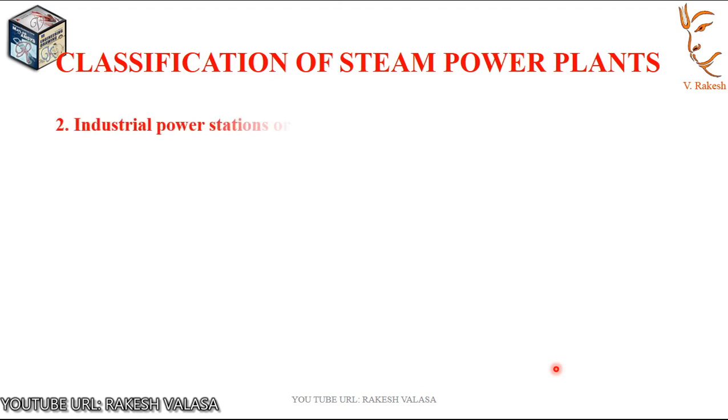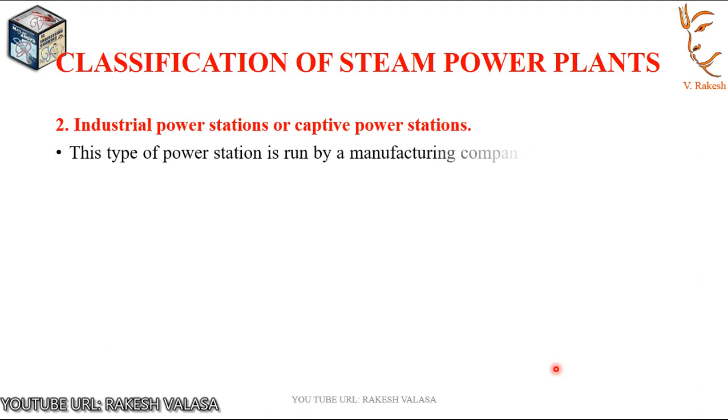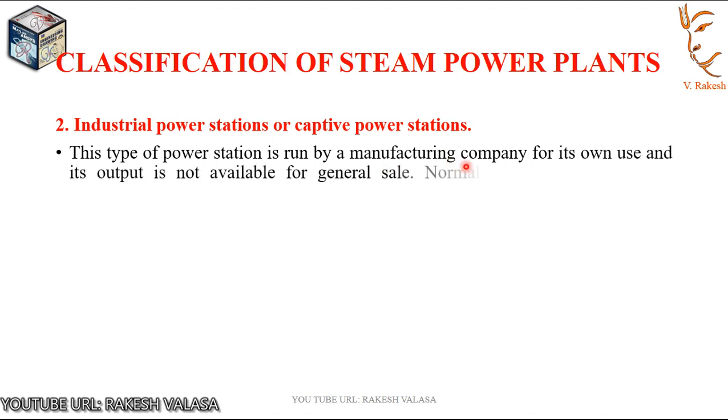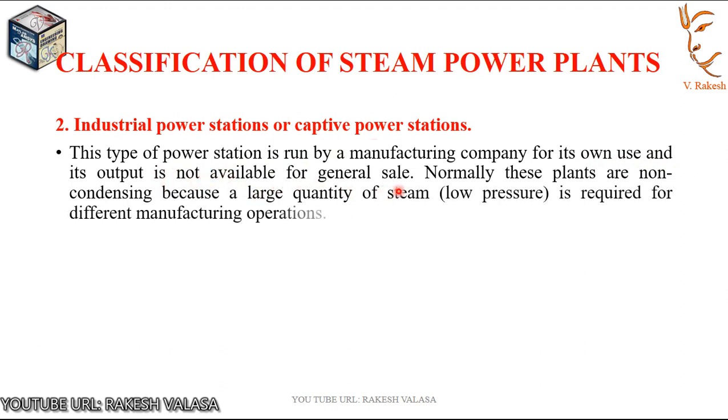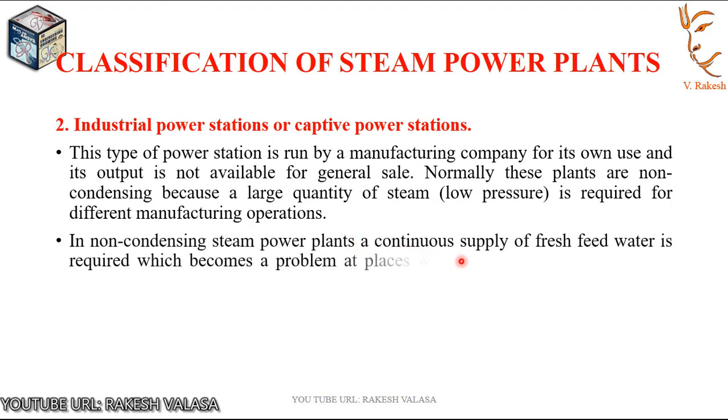The second type is industrial power stations or captive power stations. This type of power station is run by a manufacturing company for its own use and its output is not available for general sale. Normally, these plants are non-condensing because a large quantity of low pressure steam is required for different manufacturing operations. In non-condensing steam power plants, a continuous supply of fresh feed water is required, which becomes a problem at places where there is a shortage of pure water.